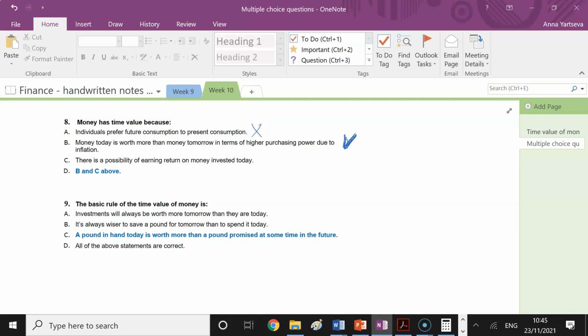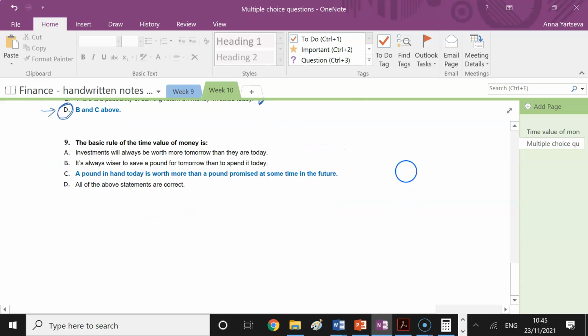So current capital is more valuable. There is a possibility of earning a return on money invested today. Of course, if you have money now rather than in the future, you will be able to invest it and earn interest, and in a certain period of time, you will have a higher capital. So you would rather have it now than in the future. So B and C are correct. That is why the correct answer will be D here.